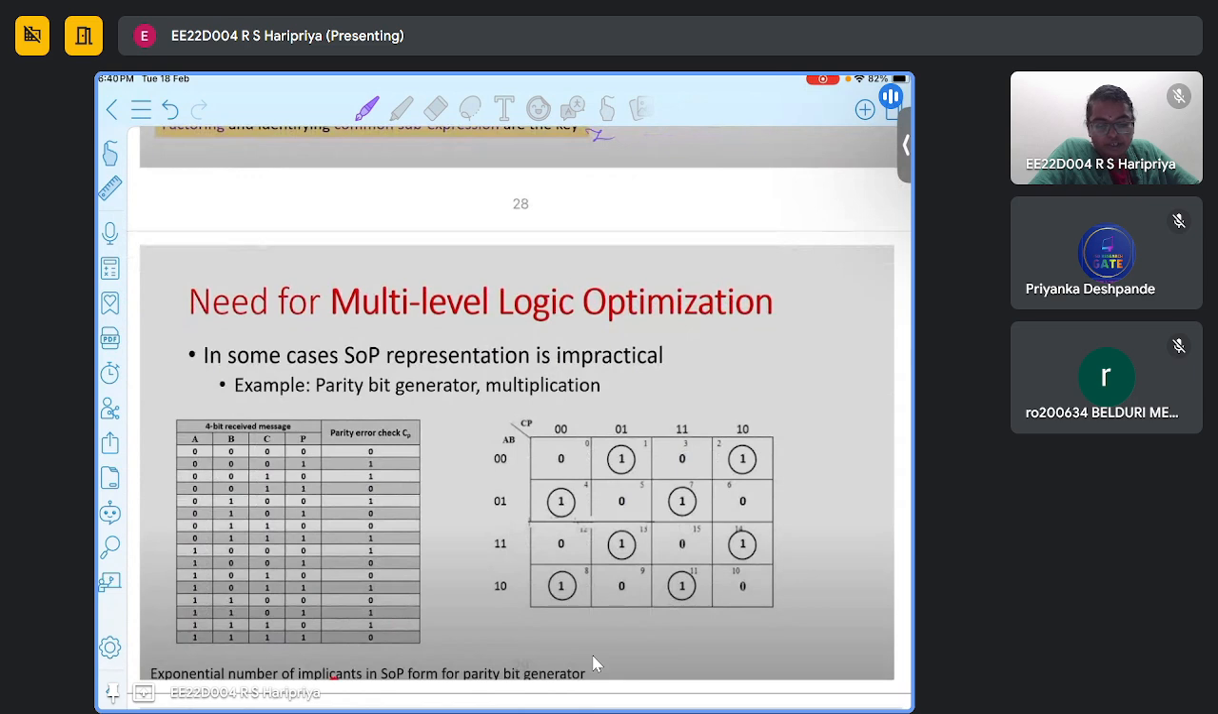Similarly, why do we need multi-level optimization? Like if we consider this optimization, like this parity check, for the two-level we have 32 literals. Why? For every one, 8 literals, 8 into 4, so total 32 literals. Can we reduce this further?